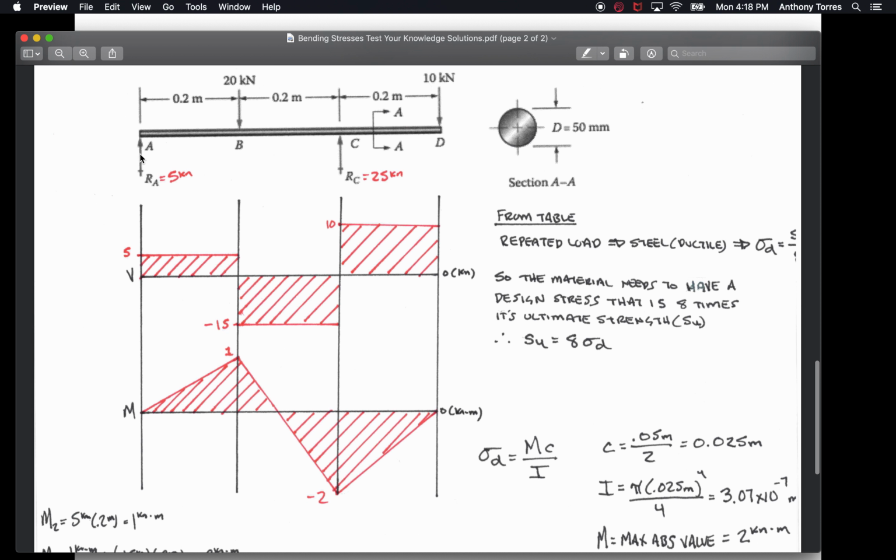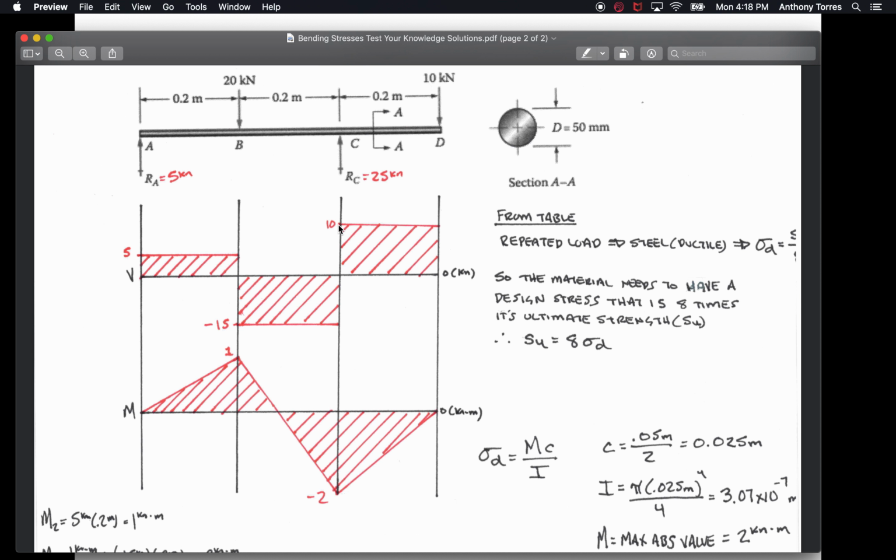Okay. A vertical concentrated load upwards causes a jump in the shear diagram to go to 5. It's constant in between point loads. I hit a 20 kilonewton load that causes a downward jump down to negative 15. I got that by 5 minus 20. Constant in between point loads. I reach another point load of 25 that jumps up to 10, which I got by 25 minus 15. Then it's constant in between point loads, and then I hit another point load of 10 kilonewtons. It goes downwards to 0. I got 0 by 10 minus 10.